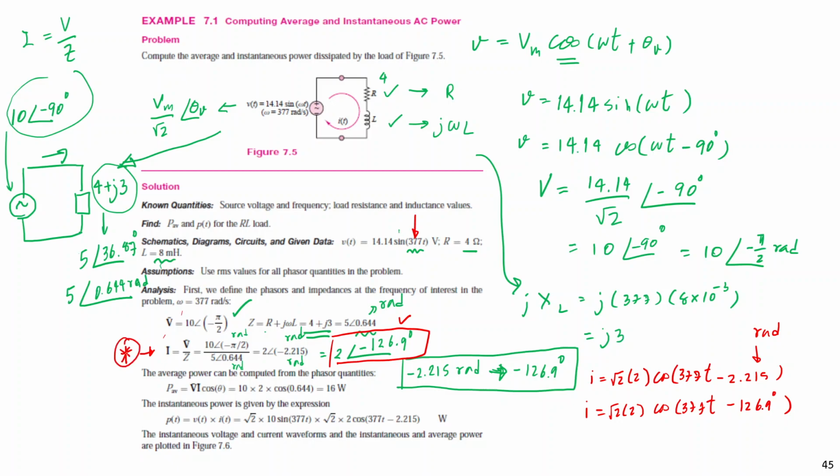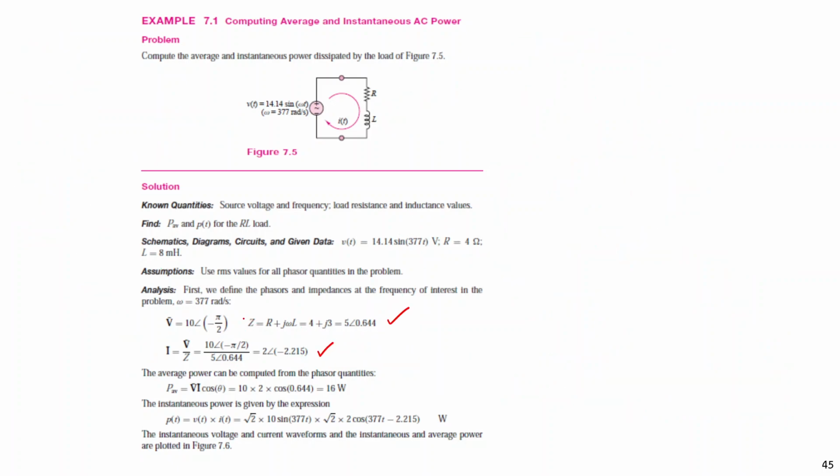Come to this point, we calculate current, right? Now we get the voltage and current. This is voltage, and this is current. What is in fact the current is 2 at minus 126.91. Right now we have voltage is 10 at minus 90 degree, and the current 2 at minus 126.91 degree.